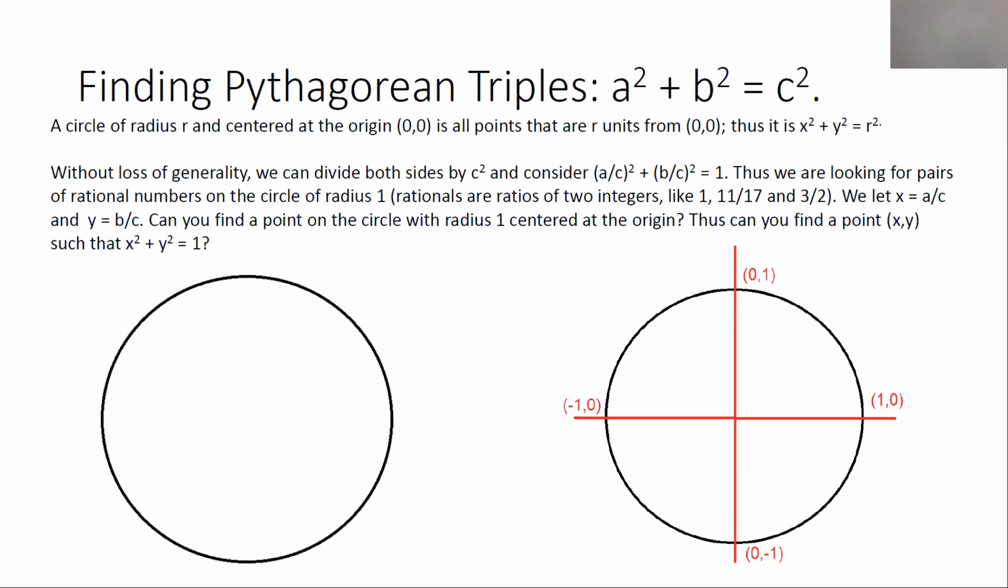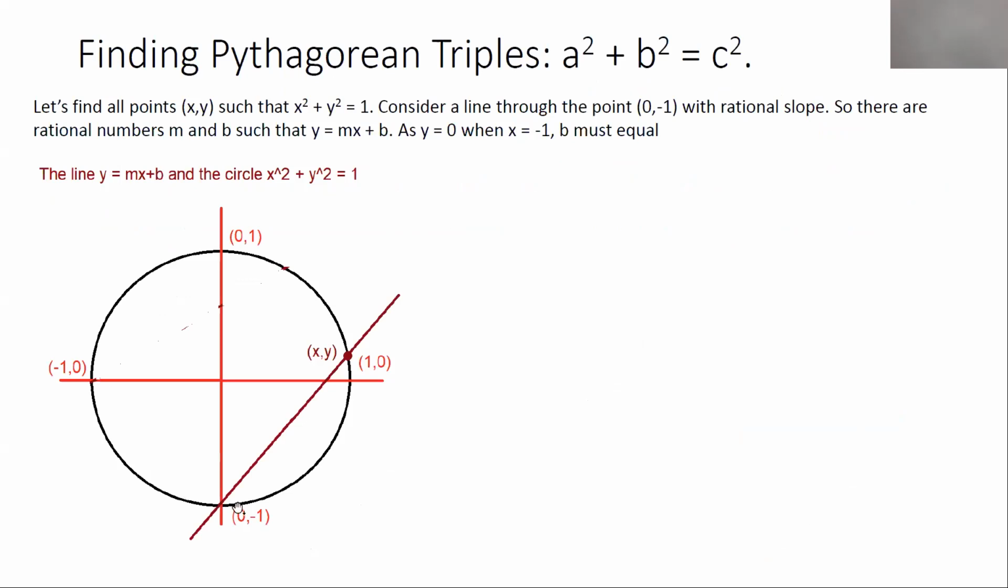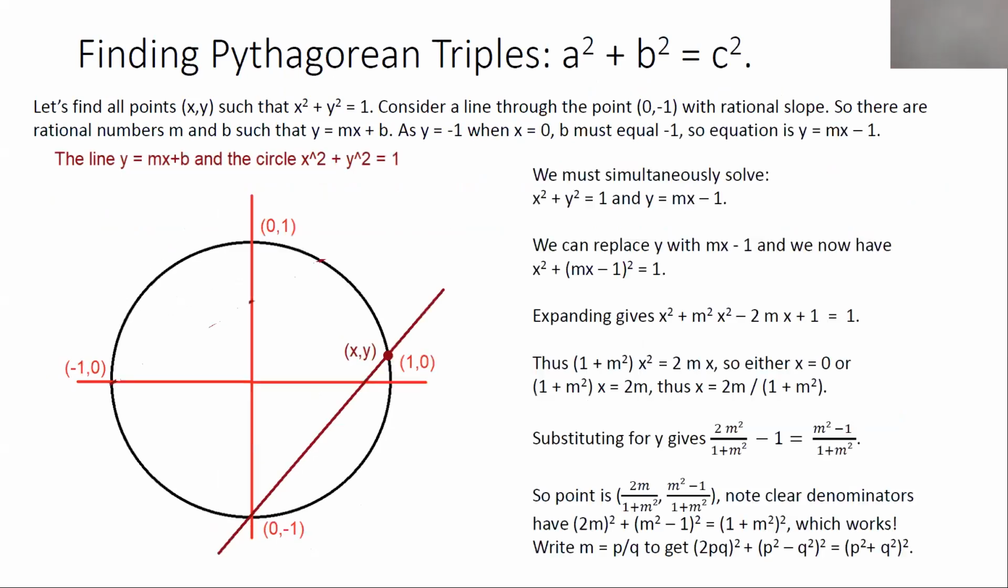So one of these points is actually really easy to work with. And the point that we tend to like to work with is the point 0, -1. And what we're going to do is draw a line going through 0, -1, and it's going to hit the circle at some point xy. And we want to look at all the rational xy where it could hit. So I'll do this a little bit fast.